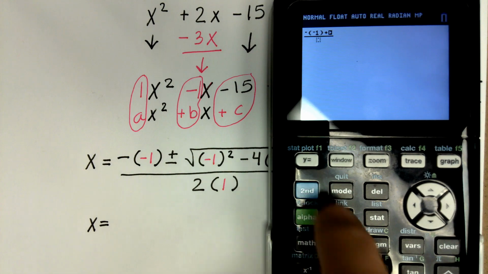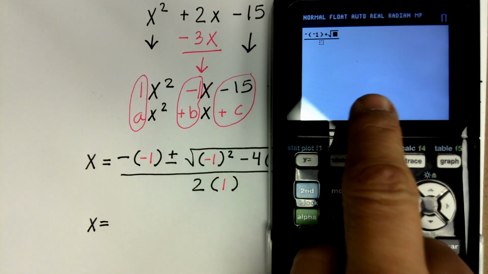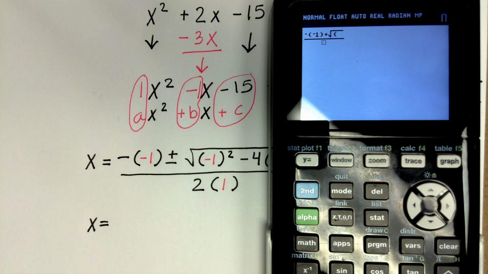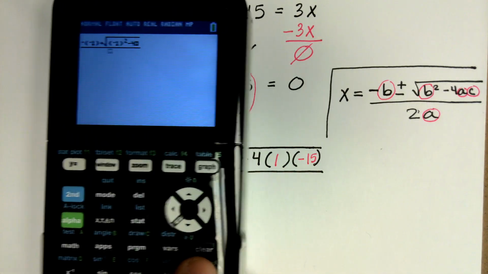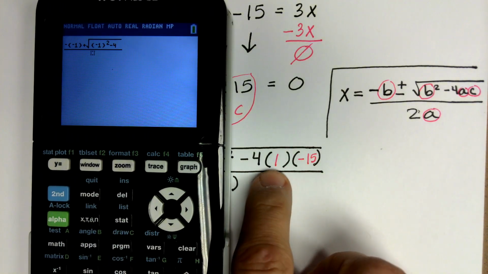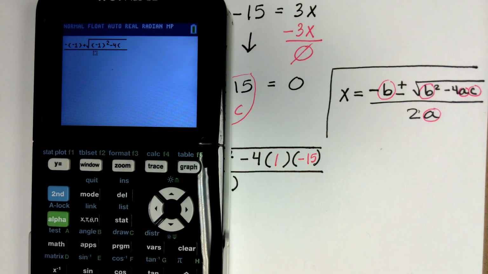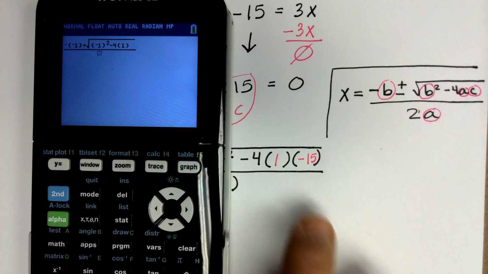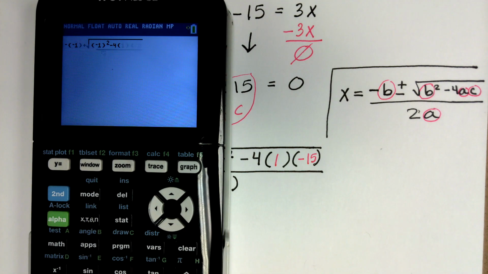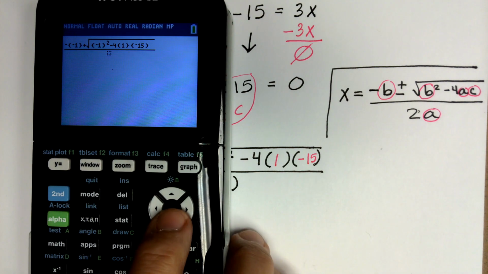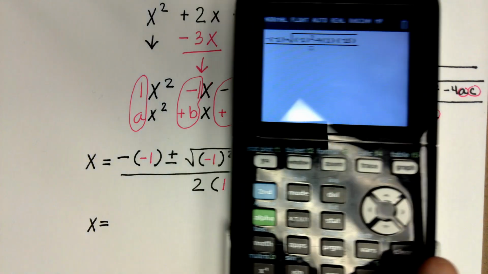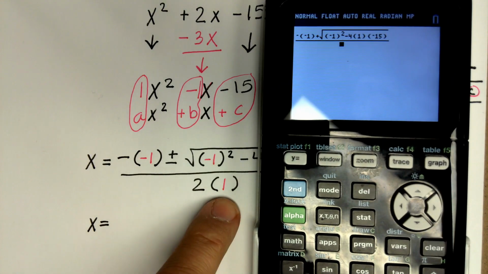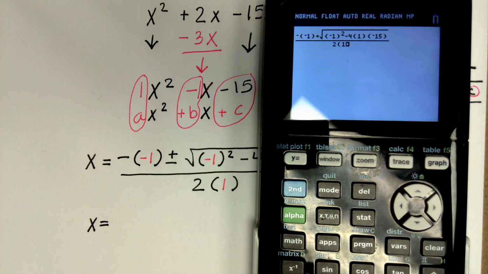Now then I'm going to hit second x squared to get my radical symbol, and I'm going to put a parenthesis, -1, close parenthesis, squared, and then -4, and I'll scoot it over here so we can get this last part, times my a value, parenthesis 1, times my c value, parenthesis -15, close parenthesis. Now I'm going to go down to the denominator, and in the denominator we simply have 2 times 1, so 2 parenthesis 1.